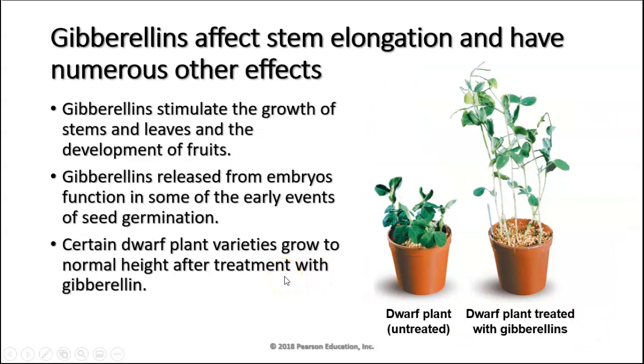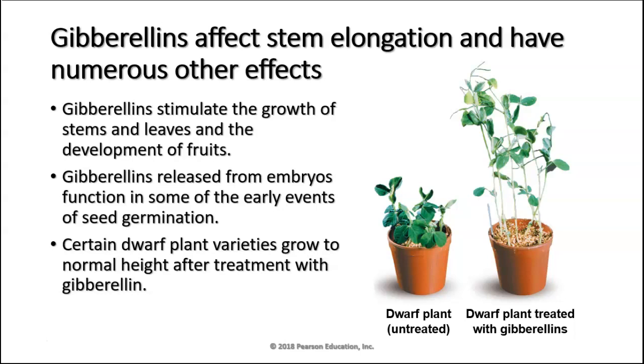Gibberellins are another kind of hormone. Gibberellins affect stem elongation and also have other effects. They stimulate the growth of stems and leaves and the development of fruits. They're released from embryos. Some of the early stages of germination from seeds definitely produce some gibberellins there to stimulate the growth of the plant.